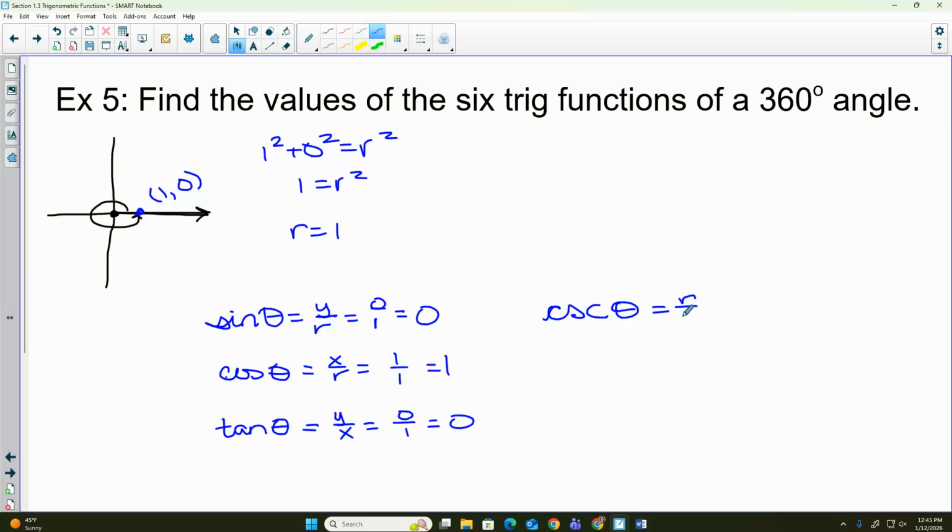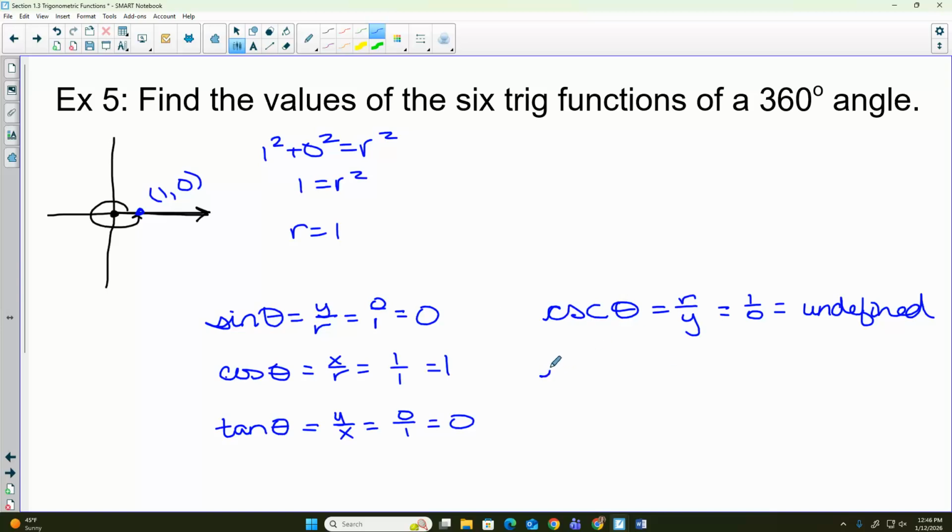Cosecant, reciprocal sine, or you can think r divided by y. Can you do 1 divided by 0? No. We typically just, you'll see the word undefined. If you put no solution, I'm not going to count that wrong, but you'll see undefined written a lot in trig.